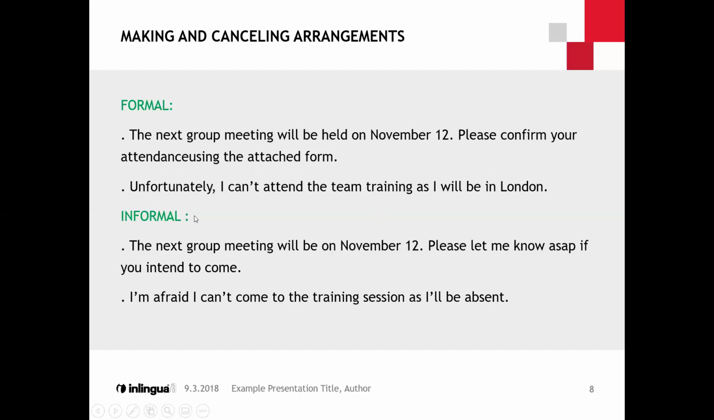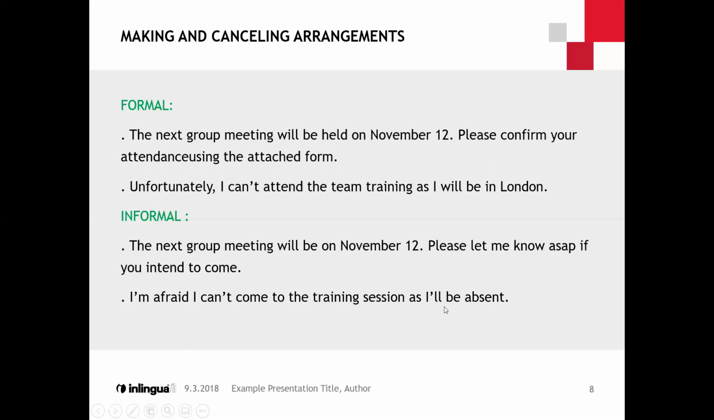Whereas in the informal way, you can say, "The next group meeting will be on November 12th. Please let me know, and here we find again ASAP, if you intend to come. I'm afraid I can't come to the training session as I'll be absent." Please note that when we're talking in informal language, we often use contractions. So you will see here, for example, "I'm afraid I can't" and "I'll."